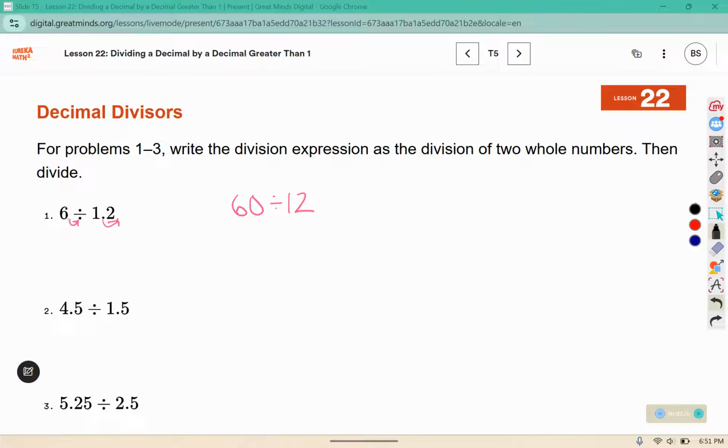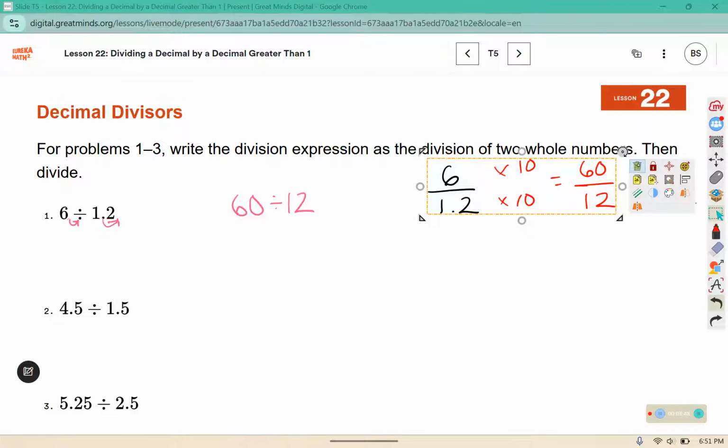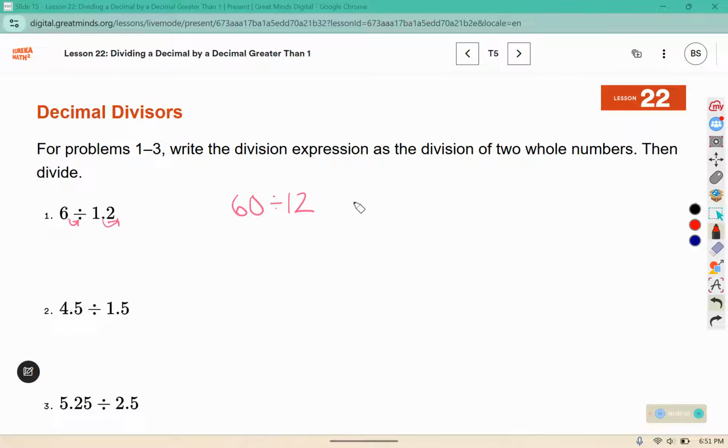I like to think of it in terms of a fraction. This would be 6 over 1.2. And to create an equivalent fraction, we multiply by the same number on the top and on the bottom. 6 times 10 is 60. 1.2 times 10 is 12. Once we have our expression, then we divide. 60 divided by 12 is 5.